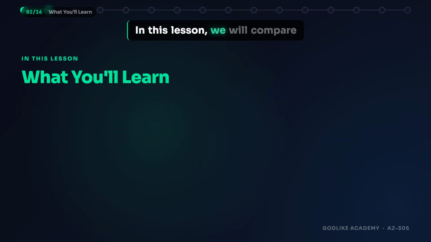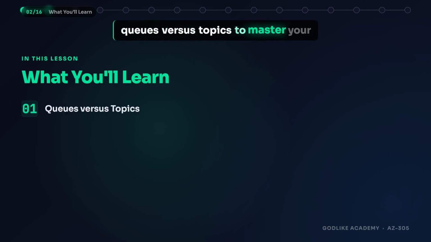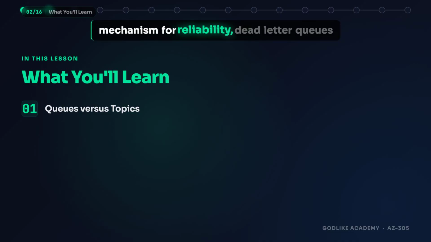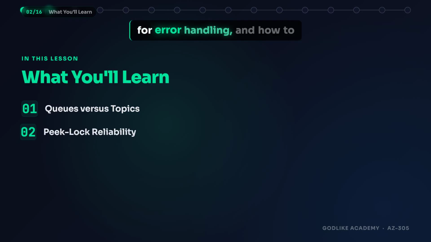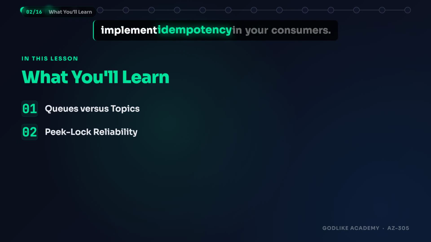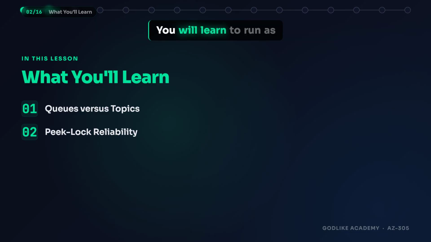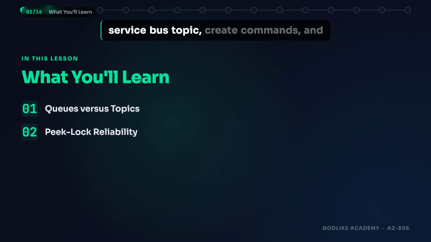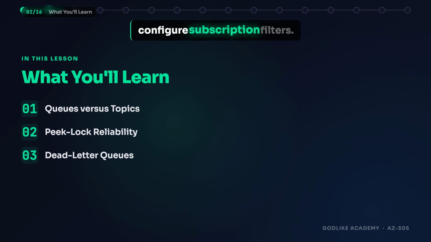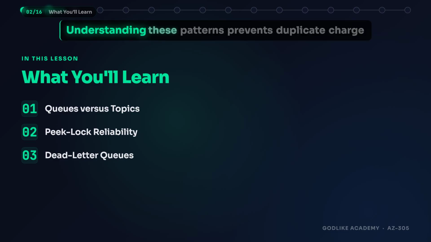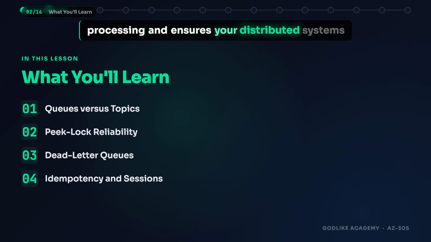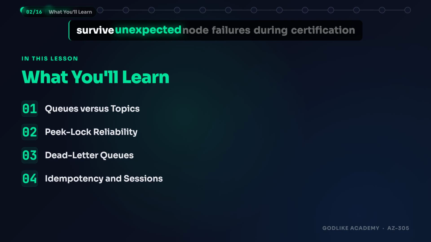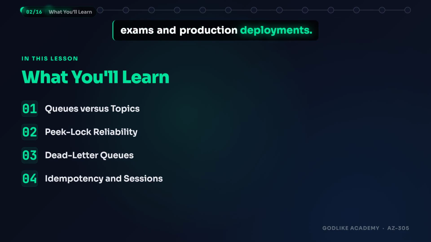In this lesson, we will compare queues versus topics to master your communication models. We will explore the peek lock mechanism for reliability, dead letter queues for error handling, and how to implement idempotency in your consumers. You will learn to run az servicebus topic create commands, and configure subscription filters. Understanding these patterns prevents duplicate charge processing and ensures your distributed systems survive unexpected node failures during certification exams and production deployments.